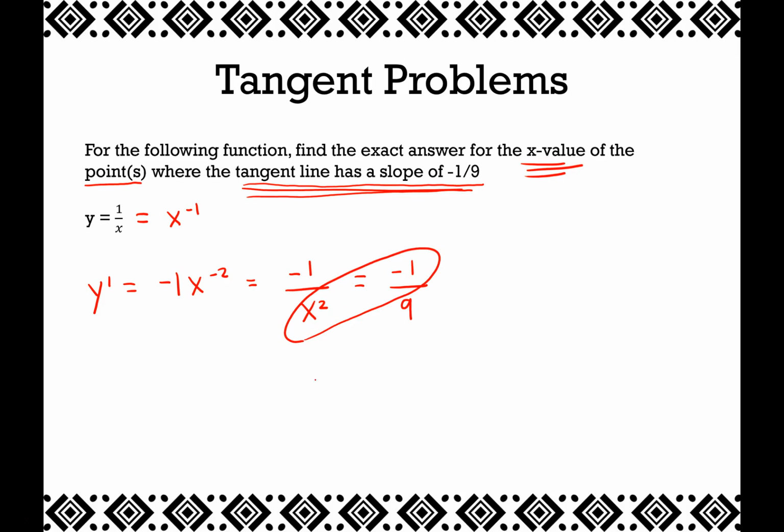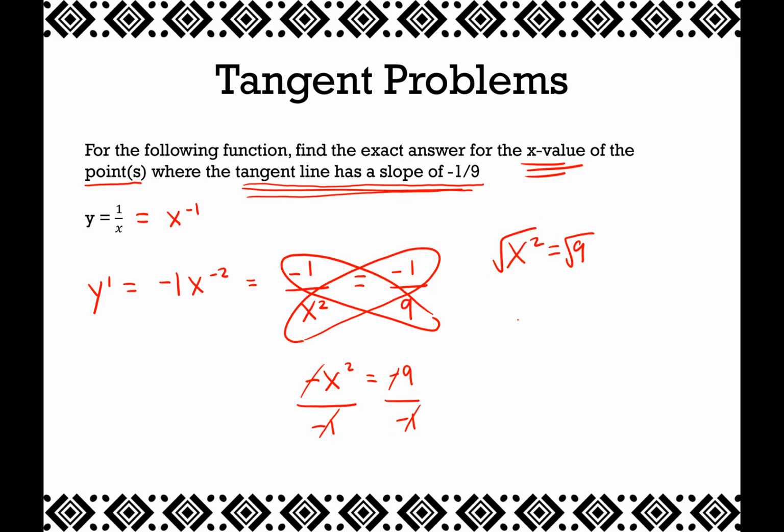So that gives me a negative x squared equals a negative 9. Let's divide by negative 1. Negatives cancel. I'm left with x squared equals 9. Square root both sides, and I get x equals plus or minus 3. So there are actually two places where the slope of the tangent line is negative 1/9. And I want to go ahead and confirm this on Desmos. Let's do it.